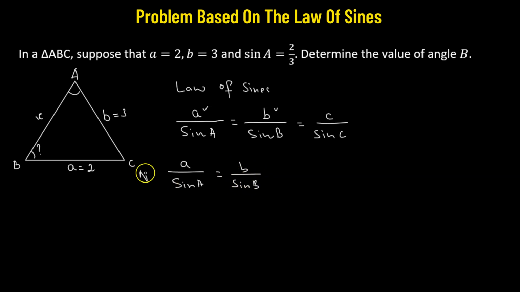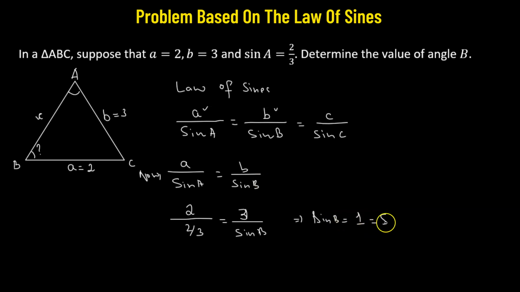So we'll substitute these values. We have already been provided the value of a, so that's 2 divided by sine A. It's given here that sine A is 2/3. That's equal to b, so the value of b is 3, divided by sine B. So solving for sine B, we're going to get sine B equals 1.